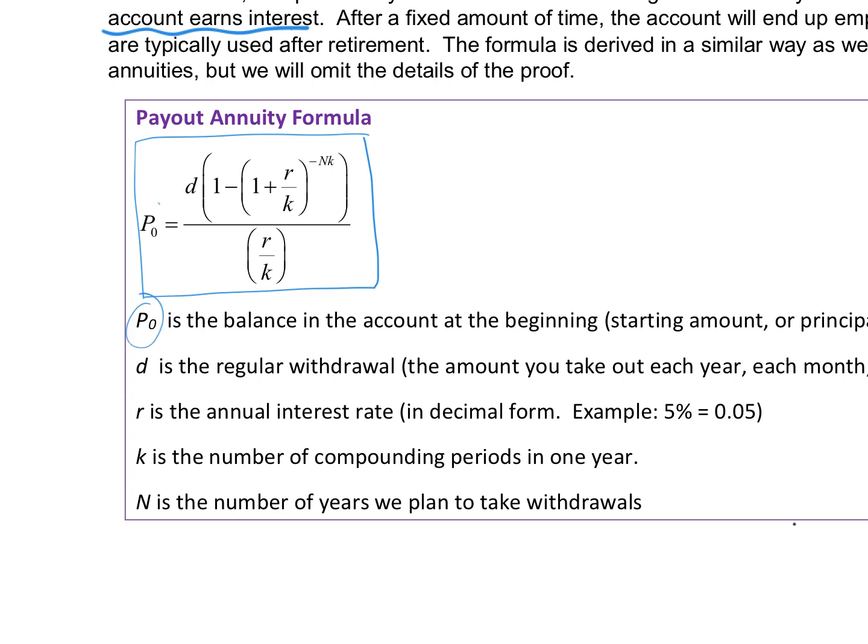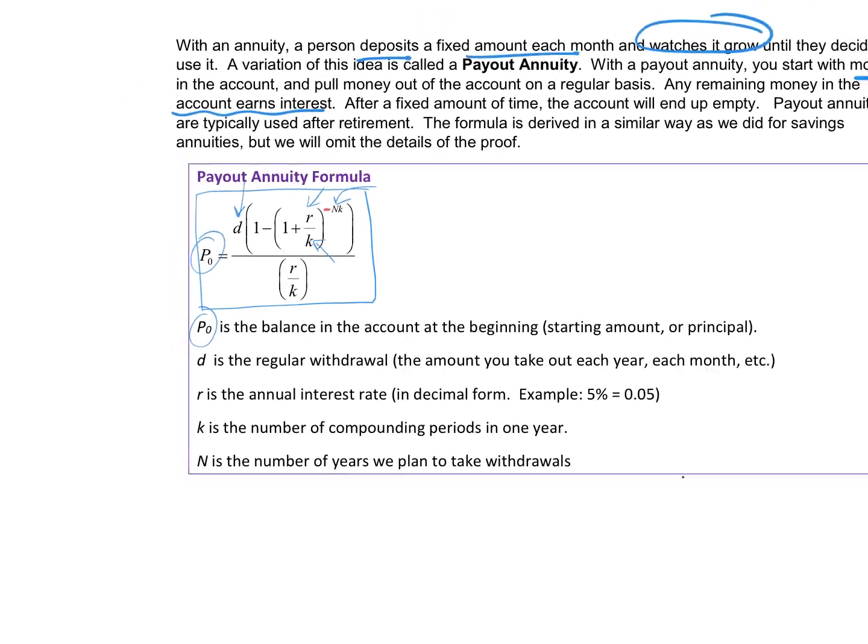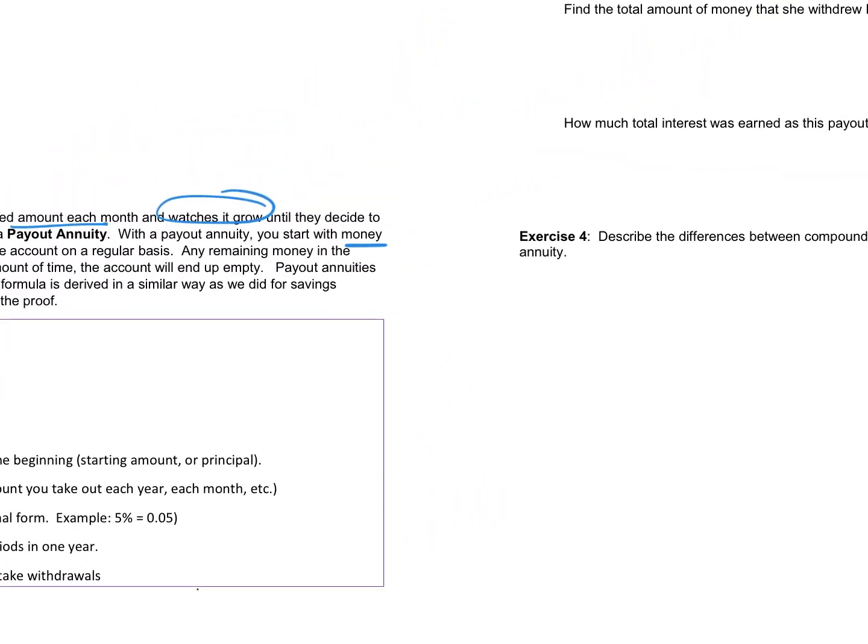So we have P naught being the balance at the beginning. D is going to be the monthly payments that you make. We have our interest rate, the number of times that it compounds. We have the number of years that we plan to take those withdrawals. Notice the negative exponent on there, and then we're dividing by that R over K. So similarities and also a couple differences.